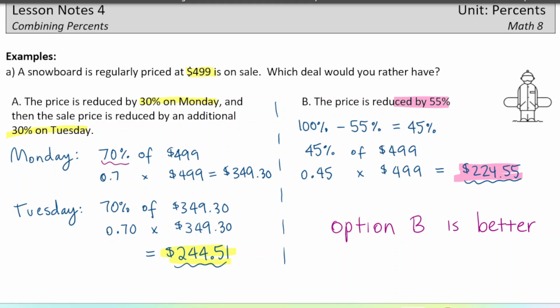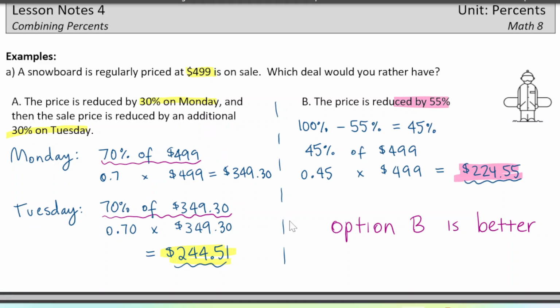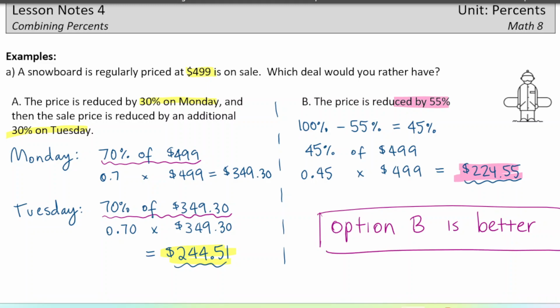See how on Monday the 70% was on $499, but then on Tuesday it was 70% off a smaller number. So that discount was actually a lot less. So even though it looks like it's a 60% reduction, it's actually not at all. So option B is better. So when you do a percentage and then another percentage off, you're taking a percentage off of a different number. Okay, so option B is better.